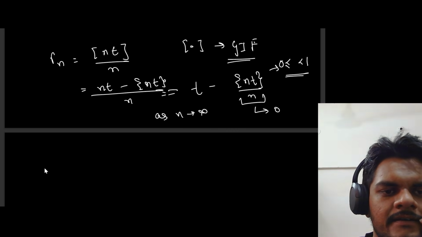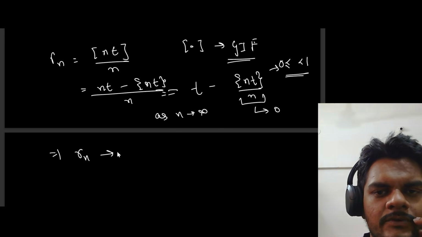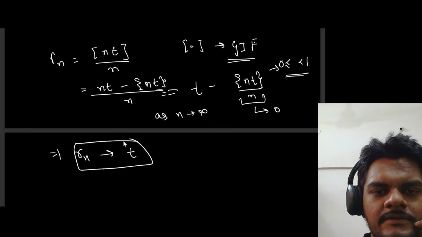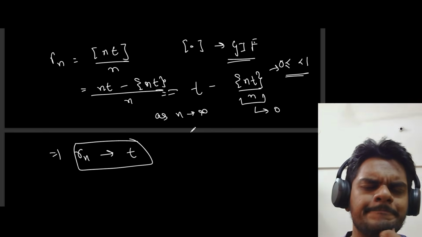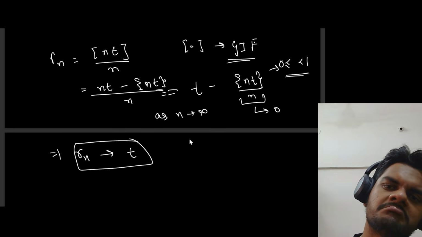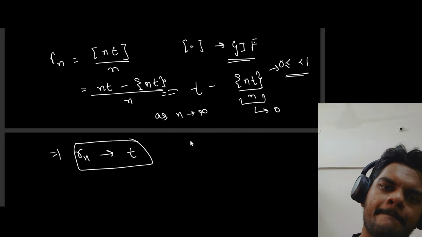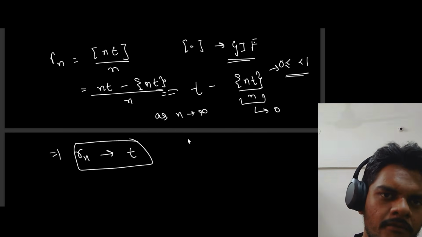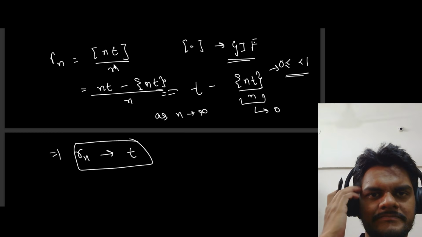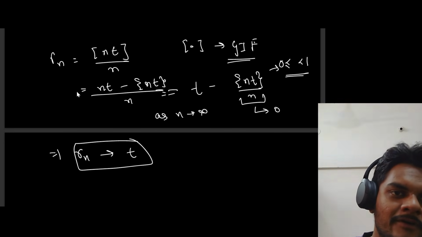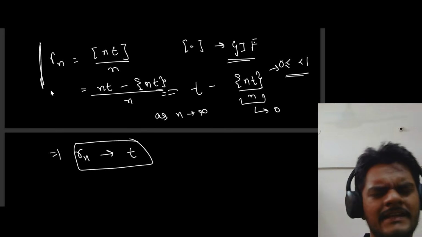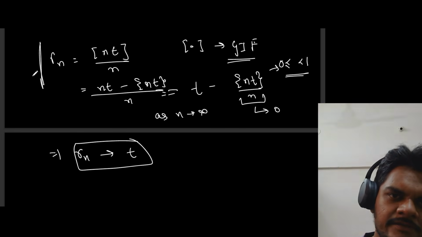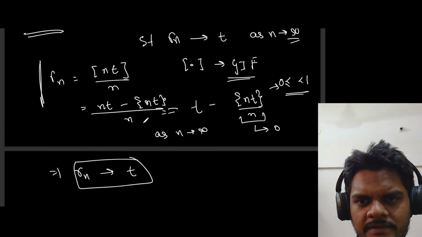That will imply Rn will go to t. So this is one possible example of such a rational sequence. There can be many other possible explanations. You can find it for yourself. All right.